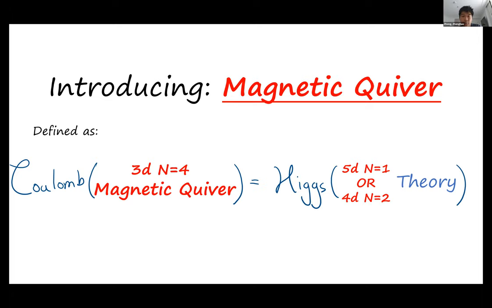Okay, so here, just a quick disclaimer. This is a bit of a more restricted definition. In reality, the Higgs branch can also be for 6D theories or 3D theories, and it can correspond to more than just a single magnetic quiver. But just to keep things simple, today we'll only be looking at the Higgs branch of 5D and 4D gauge theories, which corresponds to a single magnetic quiver.